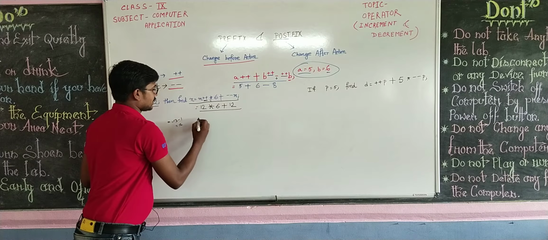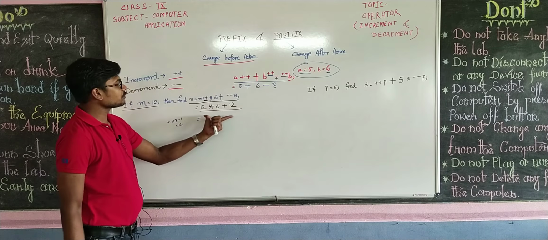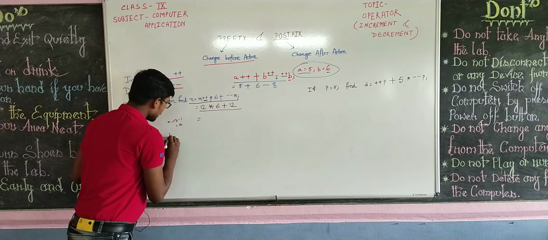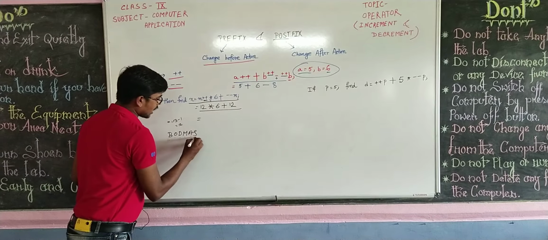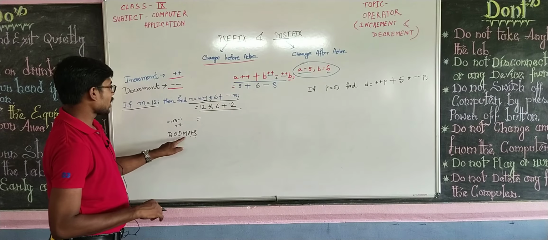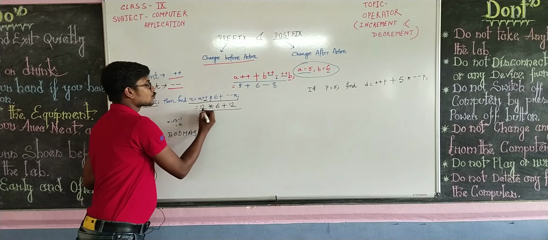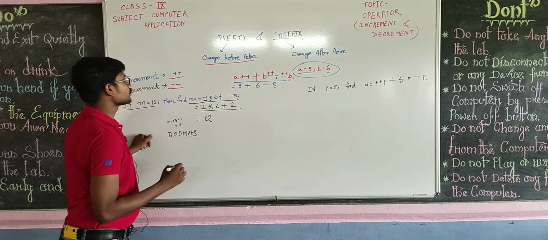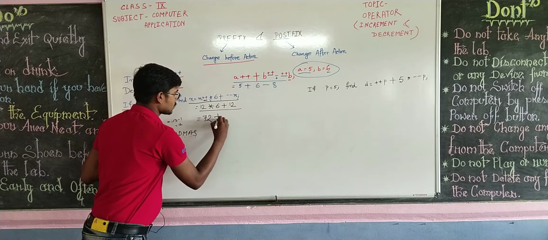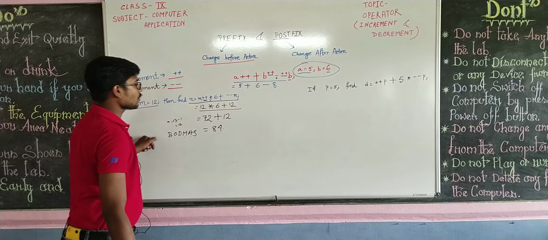Now we have to simplify it. 12 into 6 plus 12. Here we have to follow the BODMAS rule. BODMAS, bracket of division, multiplication, addition and subtraction. So first multiplication, then addition is there. So just simply 12 into 6, 72, plus 12 equals to 84. Yes, this is our answer.